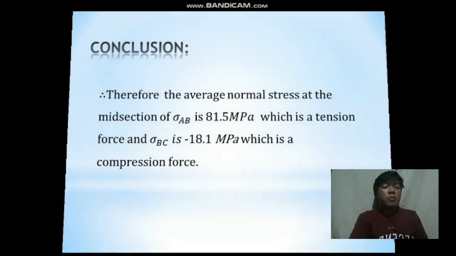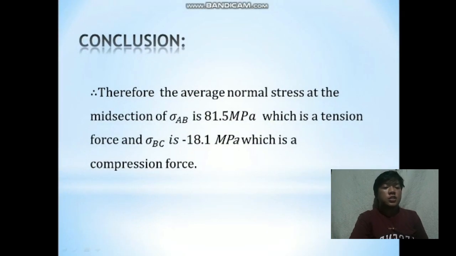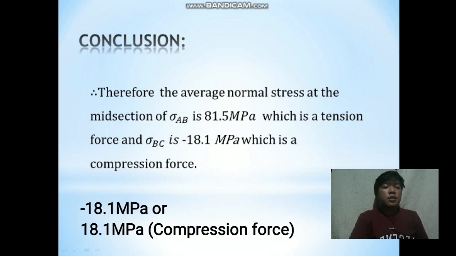Therefore, the average normal stress at the midsection of rod AB is 81.5 MPa, which is a tension force, and at rod BC is negative 18.1 MPa, which is a compression force.